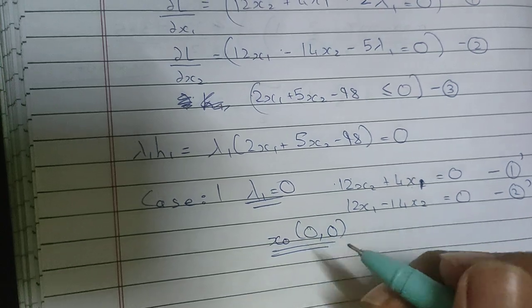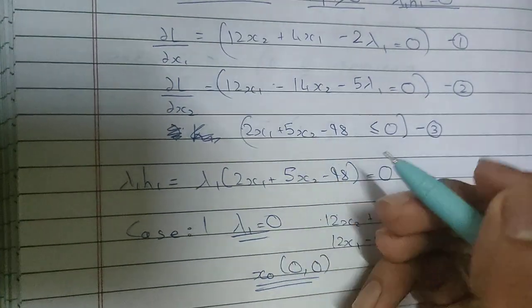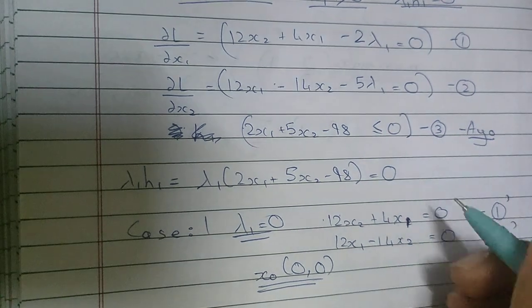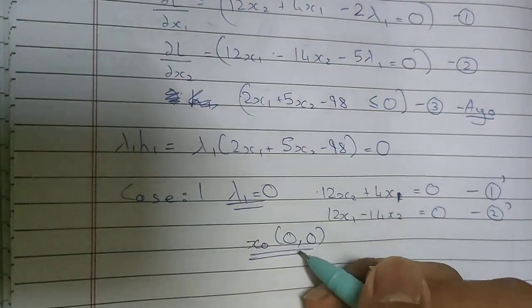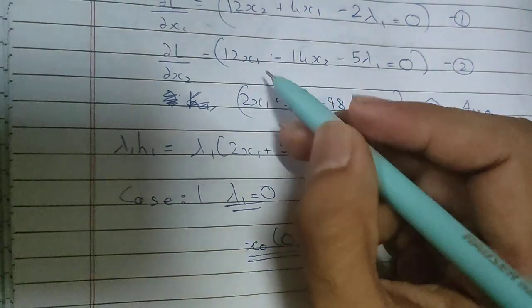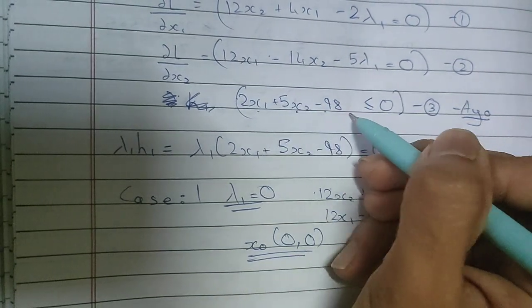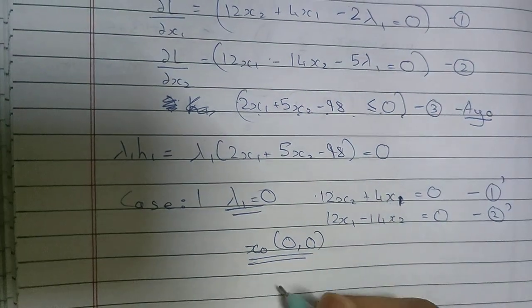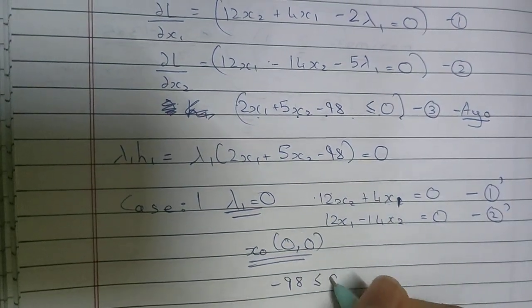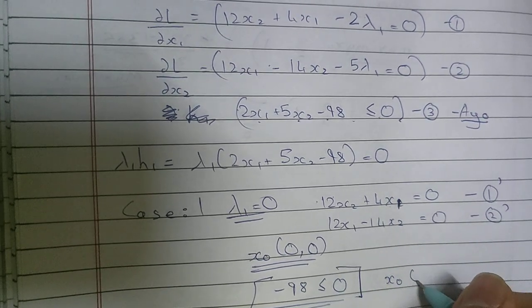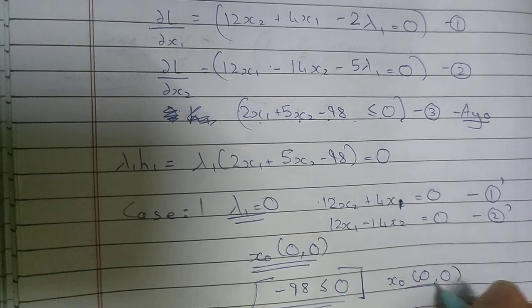So now h1: if we substitute our point 0, 0, we'll get 0, 0, minus 98 less than equal to 0. So minus 98 less than equal to 0, which is true. So x0, 0, 0 is a valid point.